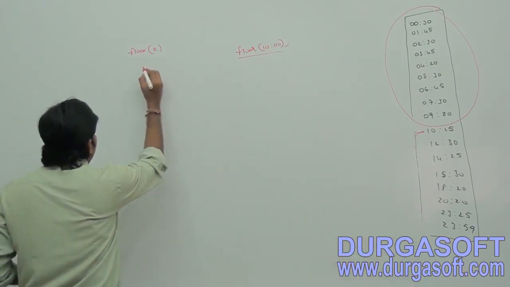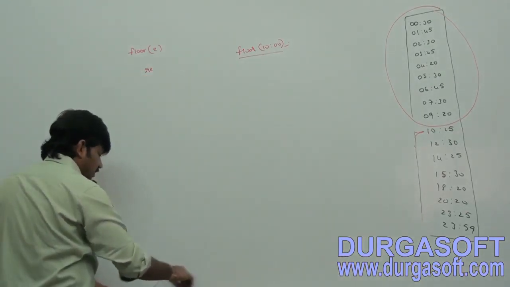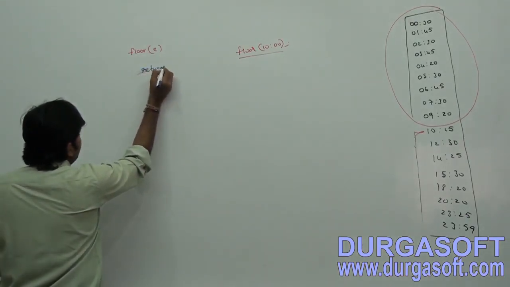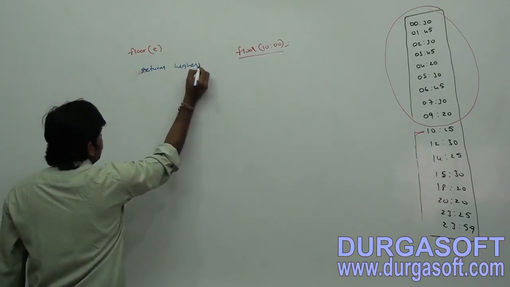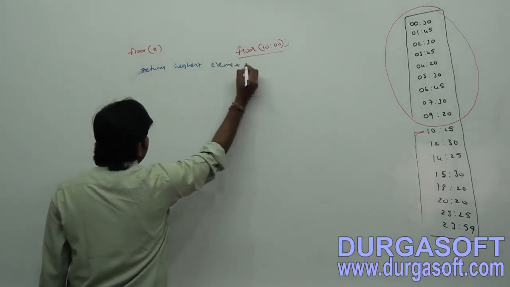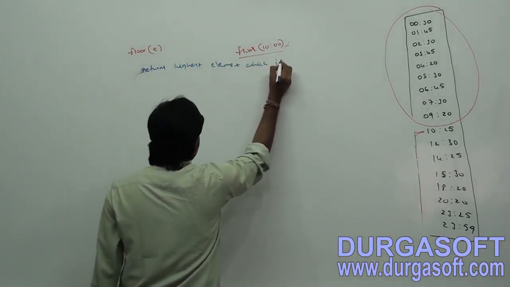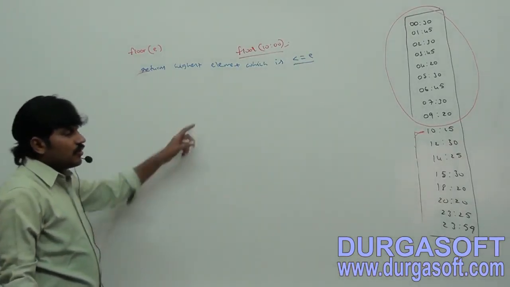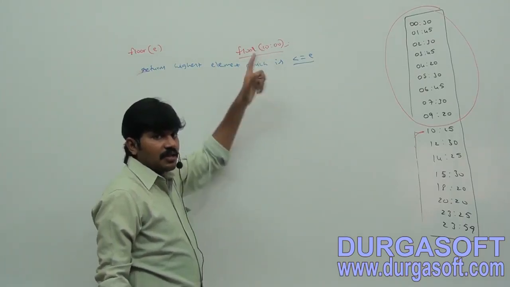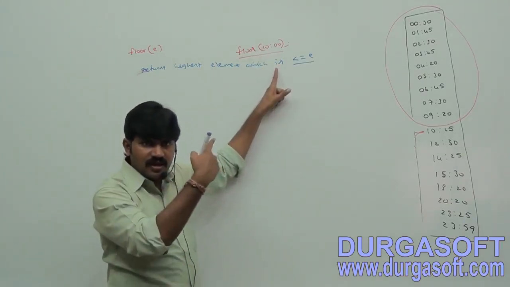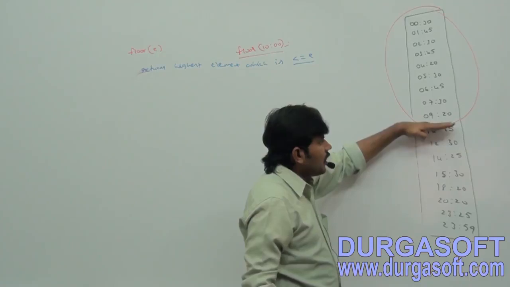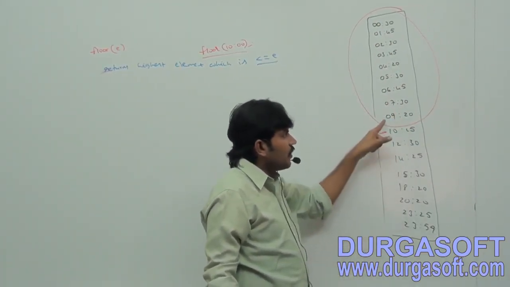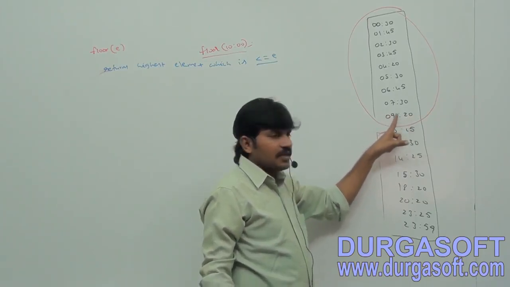Now, can I use the word returns? Returns the highest element which is less than or equal to E. Correct or not? So it returns the highest element which is less than or equal to 10. Are you able to understand? Either 10 or before 10, there are several elements. What is the highest element? It is nothing but 9:20, right?